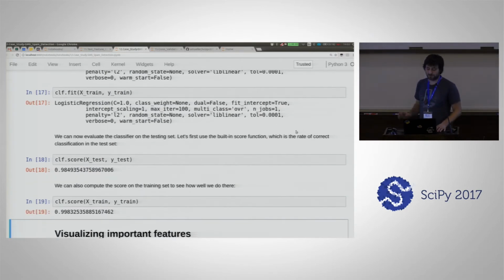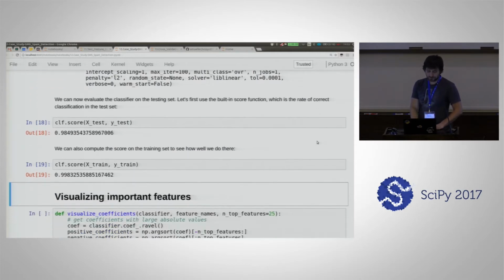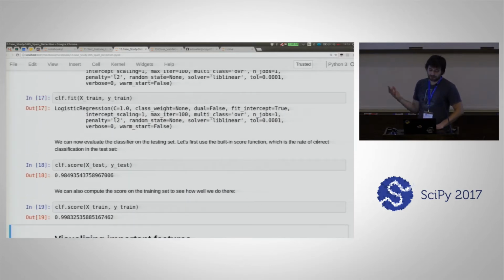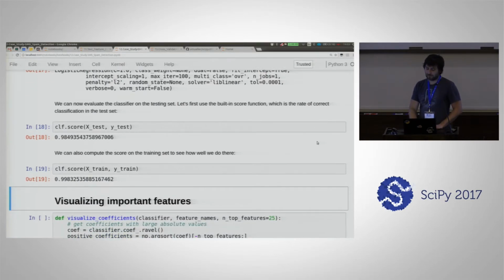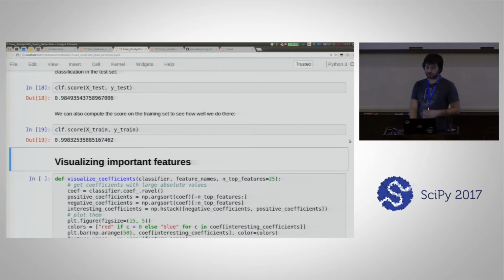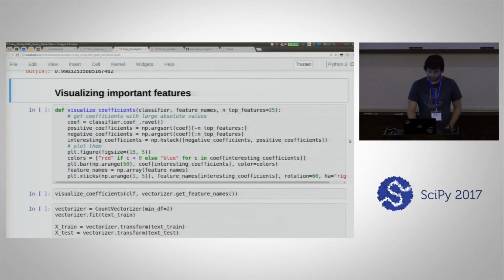We can compare this to the training set. On the training set, we're basically near perfect. We haven't overfitted everything. If we completely overfit, we would have 1.0. We could try to think about making the model a little bit simpler and maybe get a little bit better on the test data set. But before we do this, we're going to visualize some of the coefficients.